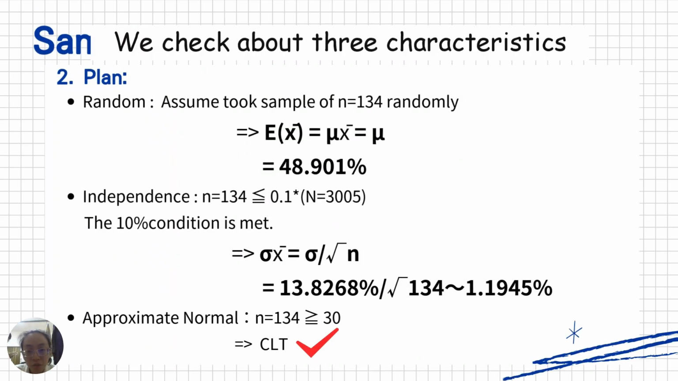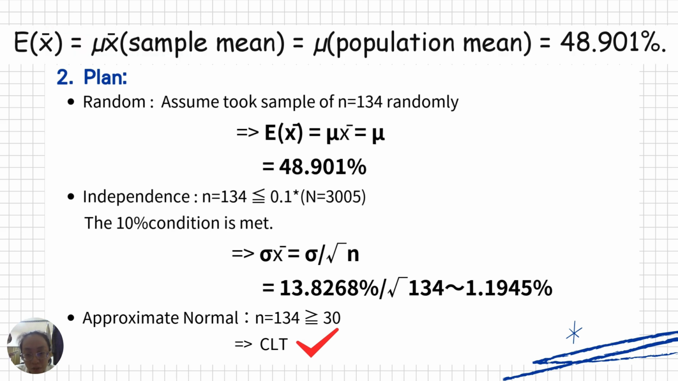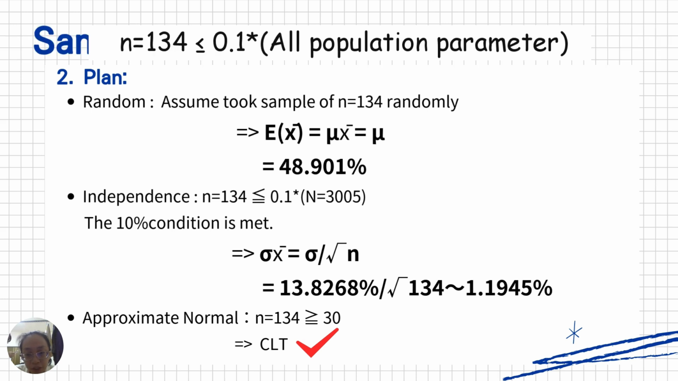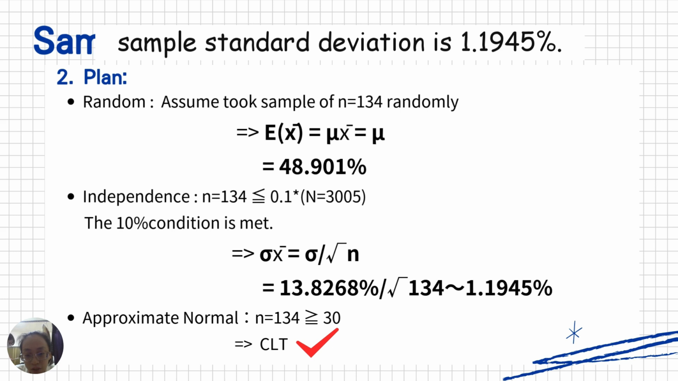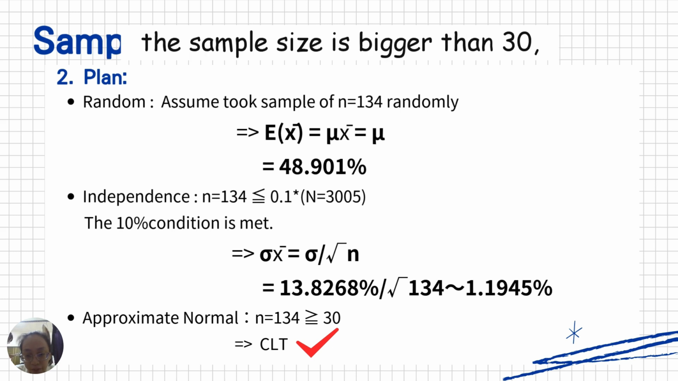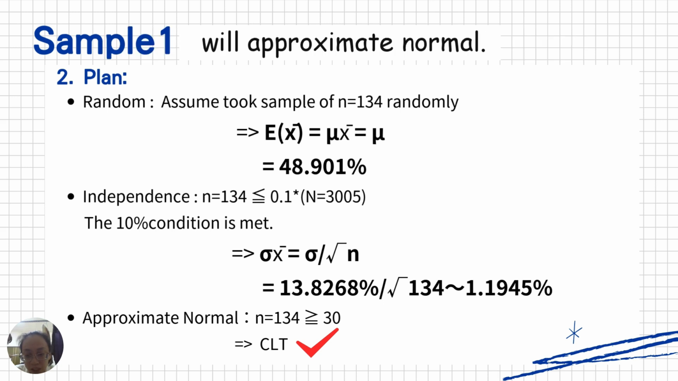Step 2, plan. We check 3 characteristics to help us analyze. Assume we take the sample randomly. Then the expected value, mu of X bar, equals the population mean mu, equal to 48.901%. For n equals 134 smaller than 0.1 times the population, the 10% condition is met, and we get the sample standard deviation of 1.1945%. And by the central limit theorem, the sample size is bigger than 30, which means the sampling distribution will be approximately normal.